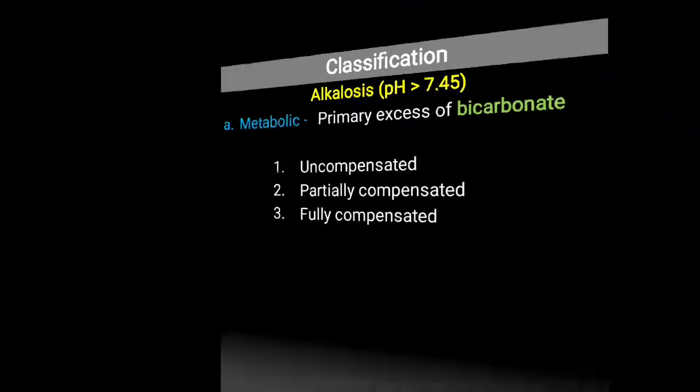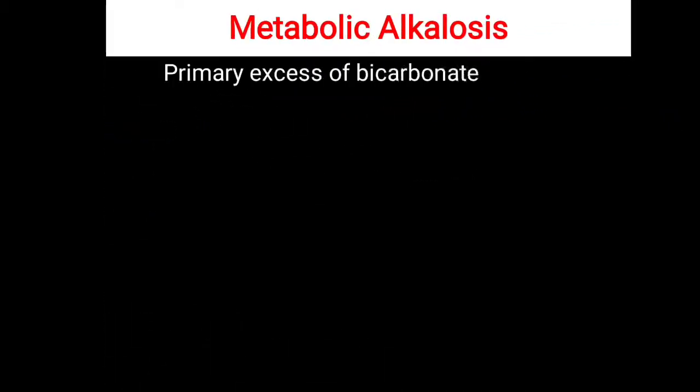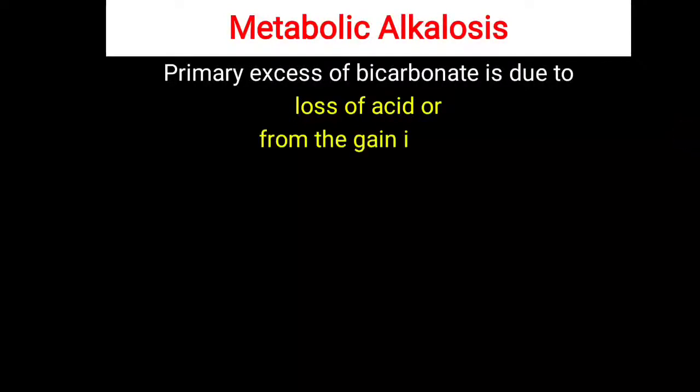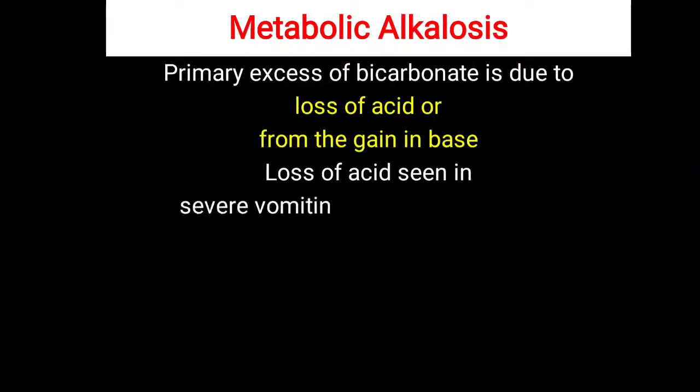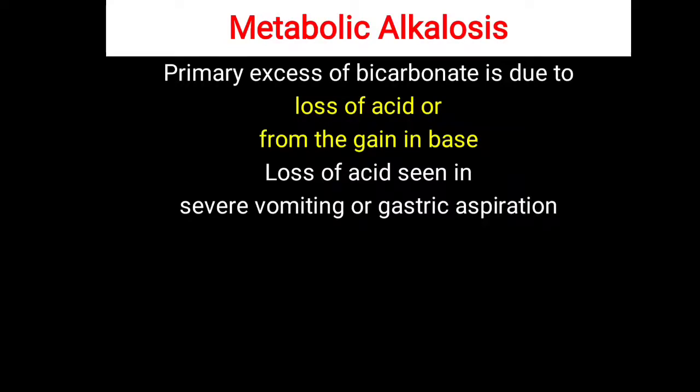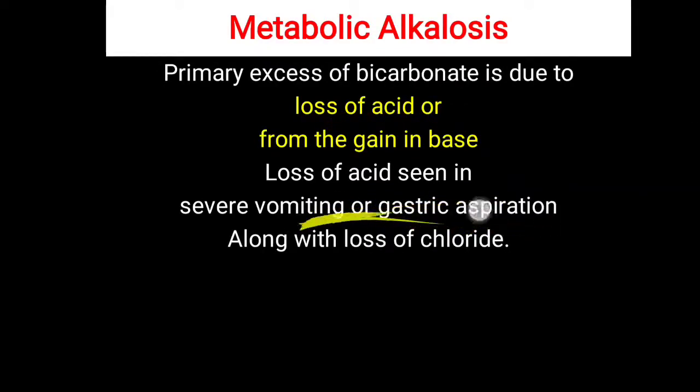Now we will look at metabolic alkalosis in more detail. The basic defect is that the bicarbonate level is excessive, and it occurs due to the loss of acid or the gain of base. Loss of acid is particularly seen in severe vomiting as well as gastric aspiration. When vomiting is there, gastric content goes outside of our body. This gastric content mostly contains acid, mostly hydrochloric acid, and with gastric aspiration also the hydrochloric acid level will decrease in our body.